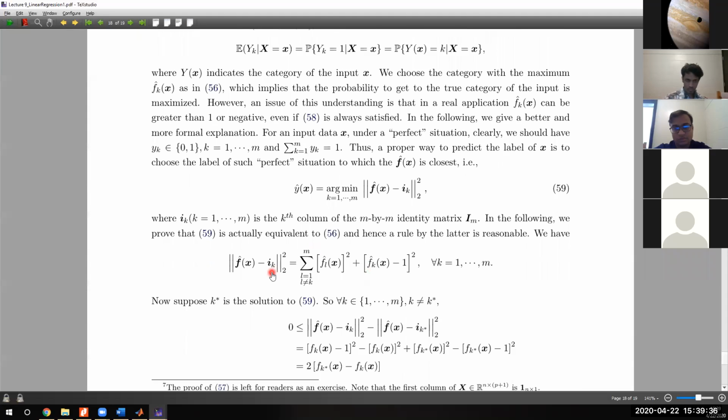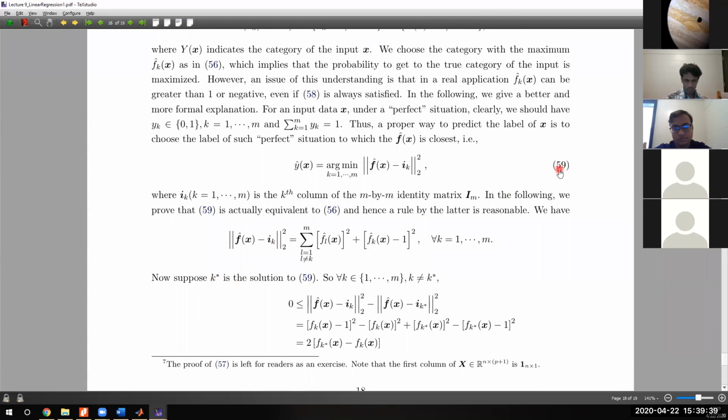Okay, now let's have a look. Suppose K star is the solution to 59. So for any K in the category, because in total I have M categories, and this K is not equal to K star, let's calculate. The first part doesn't have any K, so we just look at the second part. I talked about this expansion. The first part doesn't have any K, but the second part does. So the whole value is minimized when the second part is minimized based on K.